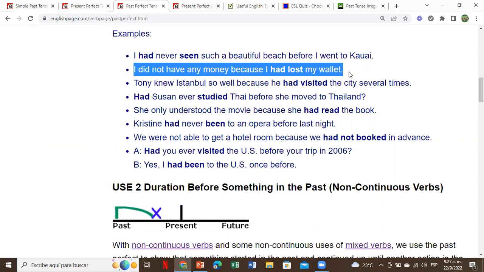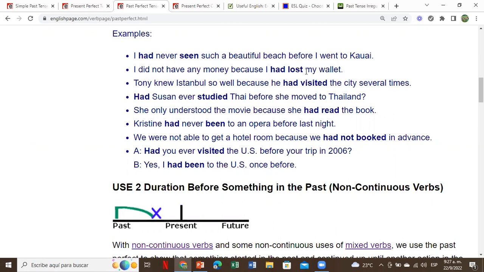Which one is the first one? I didn't have any money. And which one is the second one? I had lost my wallet. So, which one or which word is the conjunction? Because. And what is a conjunction? Because, yes, but yes.